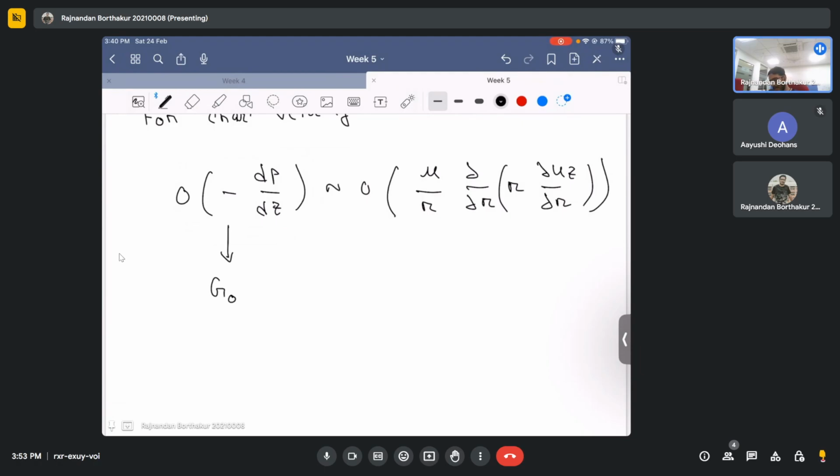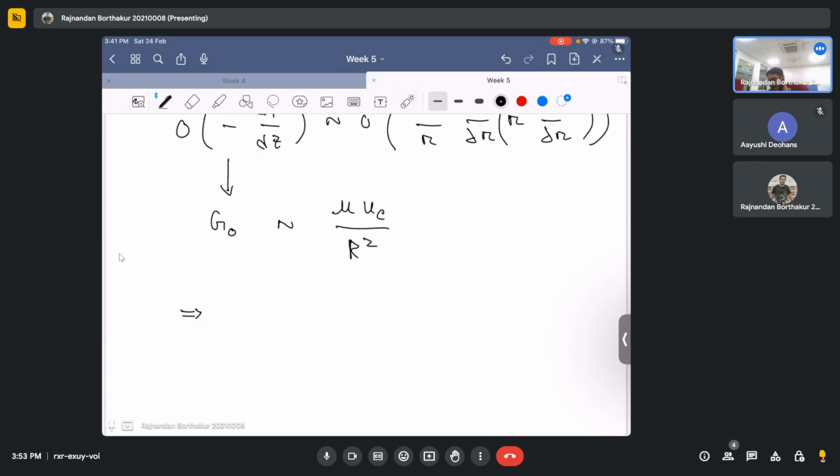In a similar way, what would be the order of magnitude of this term? We did this in the last class. How do we find the order of magnitude of this term? Mu Uc by r square. Yes, so it is mu Uc by r square. Which means the characteristic velocity Uc would scale as G naught r square by mu. So this is the velocity scale for our problem.